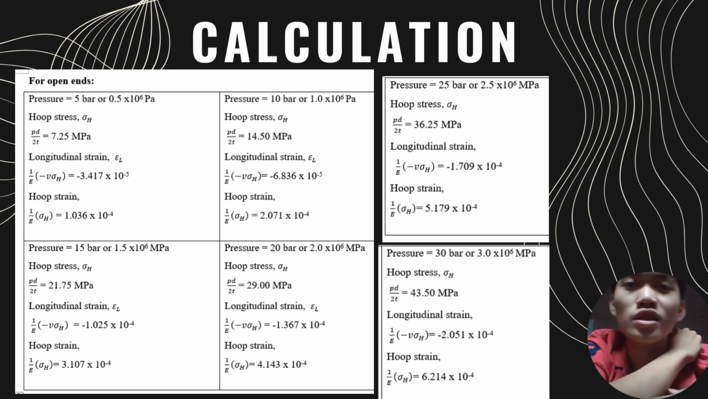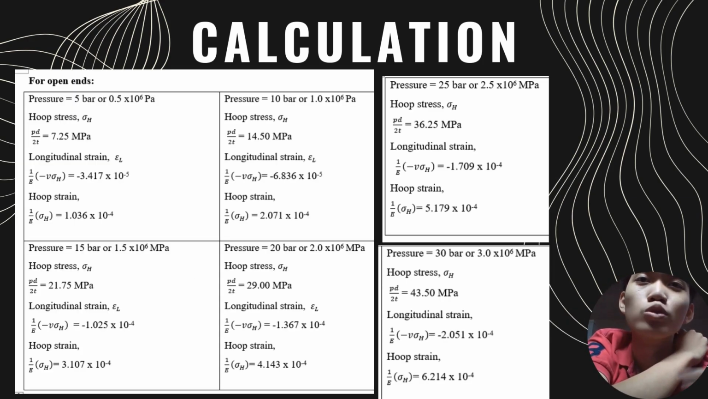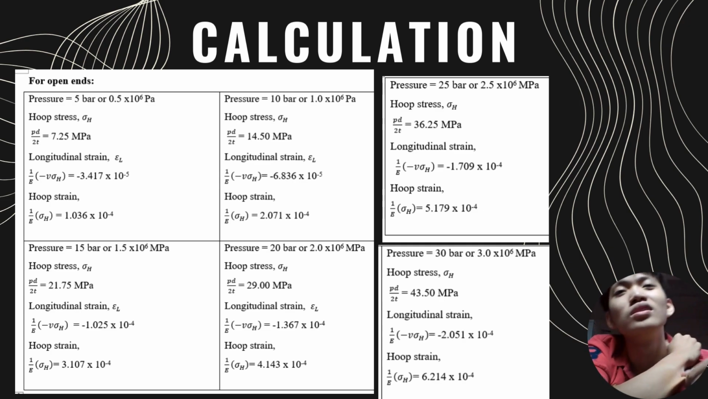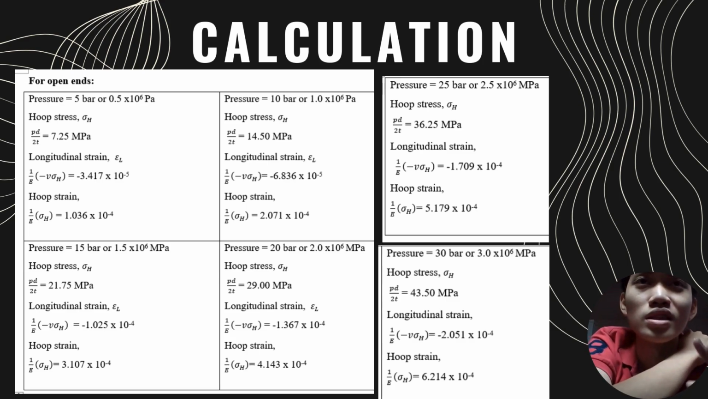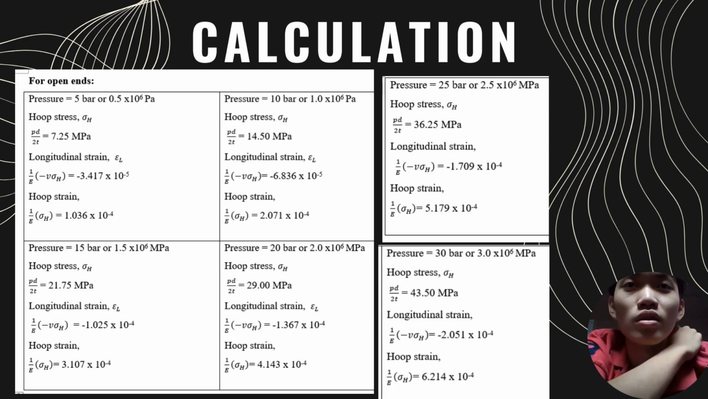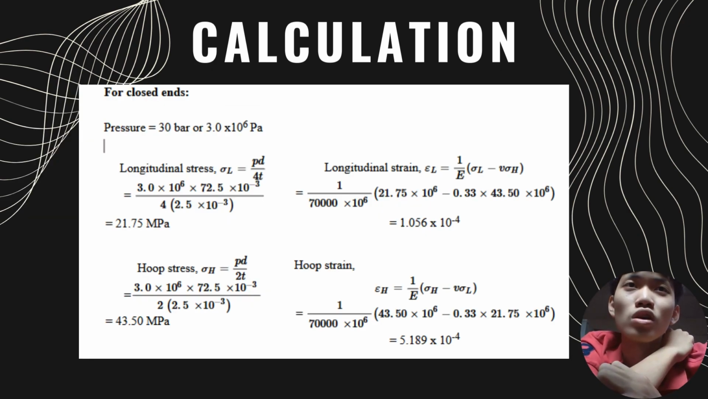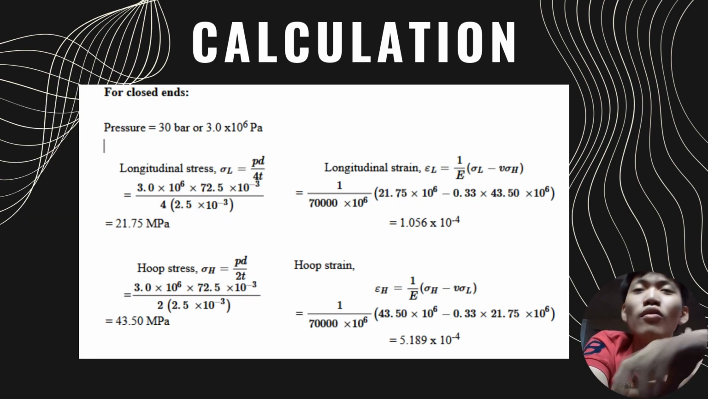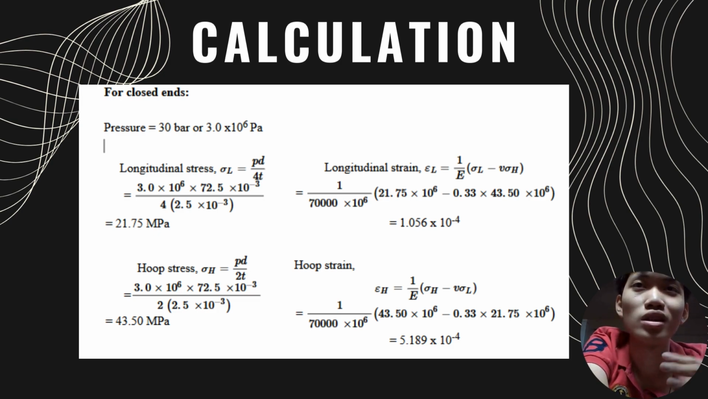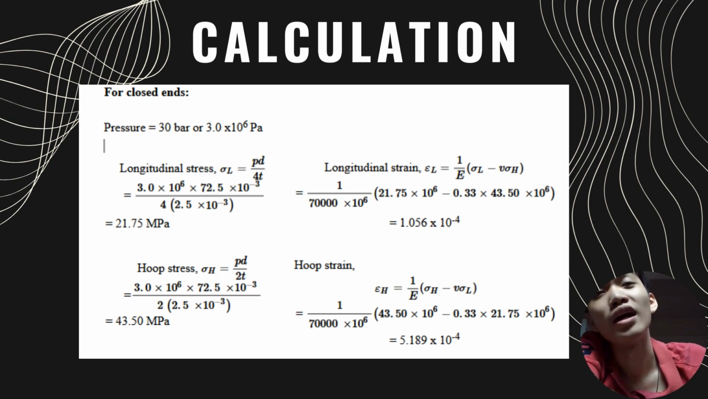So here are the results of our calculation. We just input the values and we can extract the values. These are simplified to make it easier to see the results. This is just for the open ends. Now for the closed ends, we only calculate for 30 bar, which is also 3 megapascal, and we get the values of stress and strain that way.